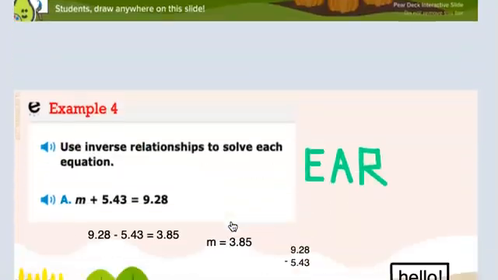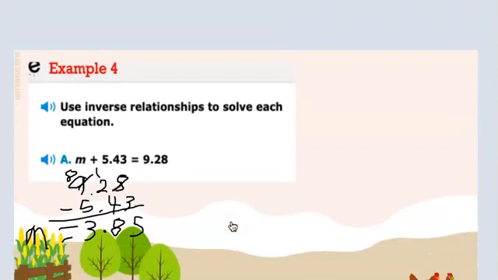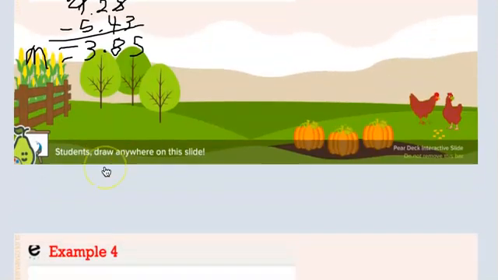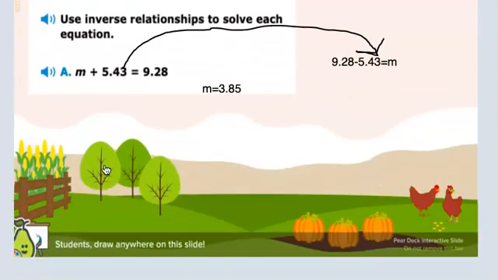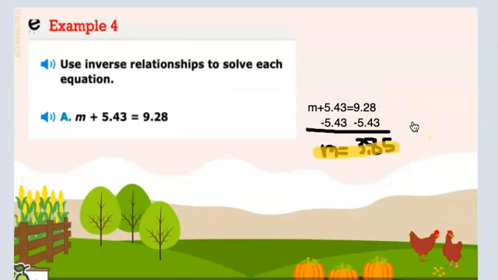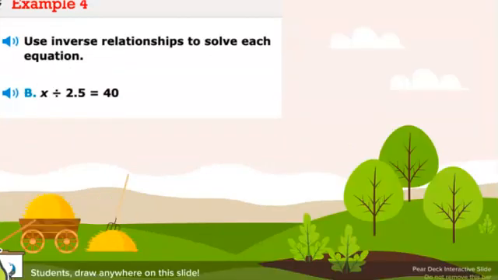All right. So no work? It has to be work, guys. It has to be on both sides of the equation. I know 3.85 is the correct answer, but I really want you to show it on both sides. Like for example here, minus 5.43, minus 5.43, equals m equals 3.85. All right. So use inverse relationship to solve this equation.